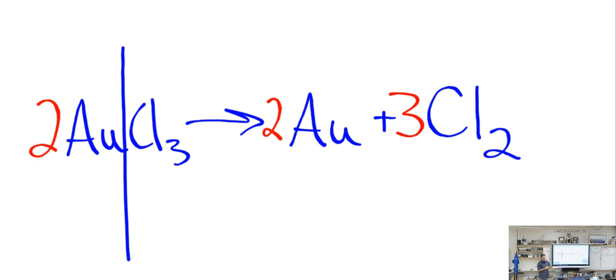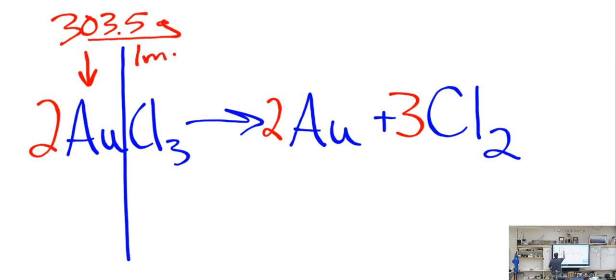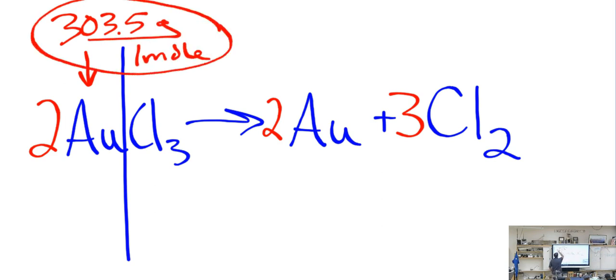Will you try and do the picket fence now? Now, I'll warn you right now, gold 3 chloride is probably pretty heavy. Does anyone have that number already? Did anyone find what the mass of this is? 303? Okay, that'll save you some time. You do have to find that number for your picket fence. Okay, you do the rest.